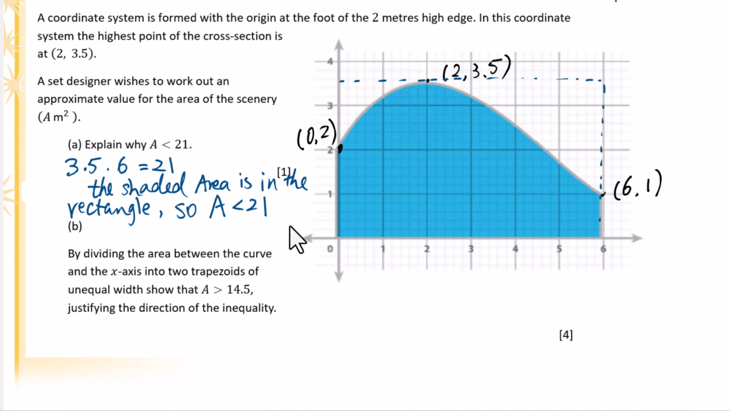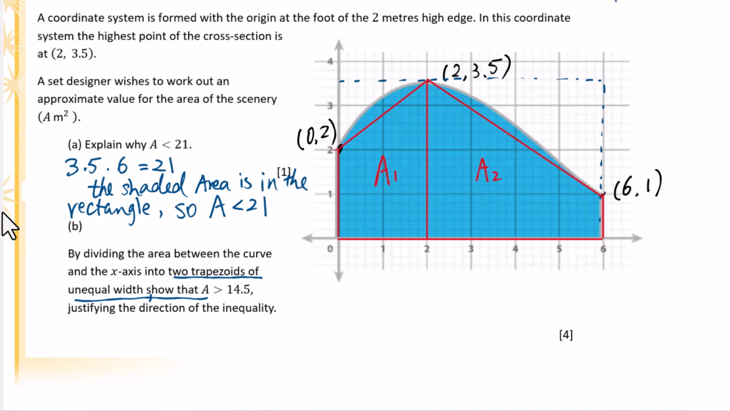B. By dividing the area between the curve and the x-axis into two trapezoids of unequal width, show that A > 14.5, justifying the direction of the inequality. Let's go back to this shaded area. Based on the given information, we can form two trapezoids. We will label this A1, here is A2.